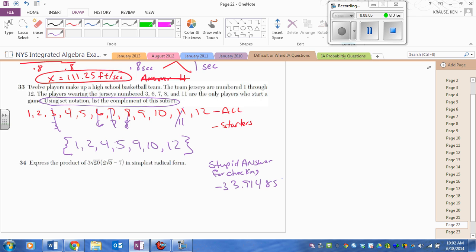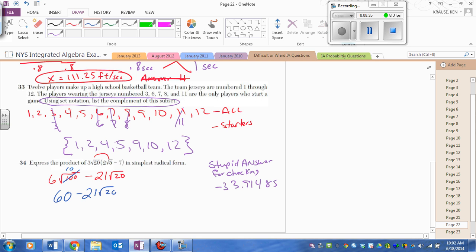Hold on. So what we're going to do is distribute. Multiply these. So you can multiply 6 square roots of 100 minus 21 square roots of 20. Well, the good news is for us, because the square root of 100 is just 10, so that's 60 minus 21 square roots of 20. And if I type that in, I'm pretty sure it would give me that. I'm not 100% sure I've done all this right, but we'll check it at the end.